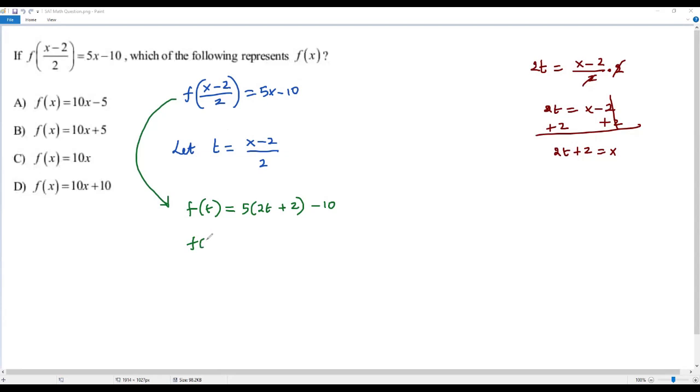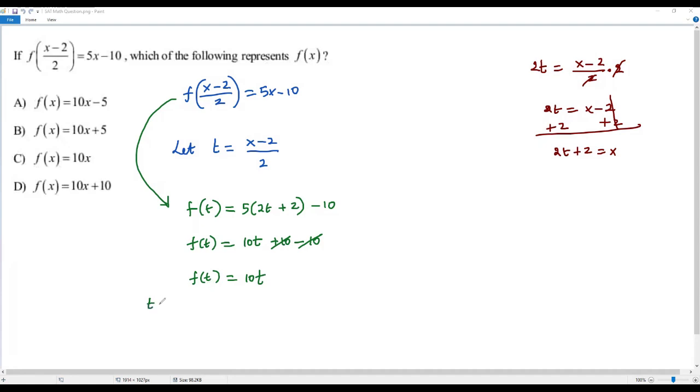Okay, now let's do some simplification on the right side over here. We can distribute this 5 to this 2t and positive 2. Then I'm getting 10t plus 10 minus 10. Okay, here this positive 10 and negative 10 will cancel. That is, it will become 0. I am getting f of t equals 10t. Okay, here I got the given function in regular format. That is, I have a single variable inside the parenthesis.